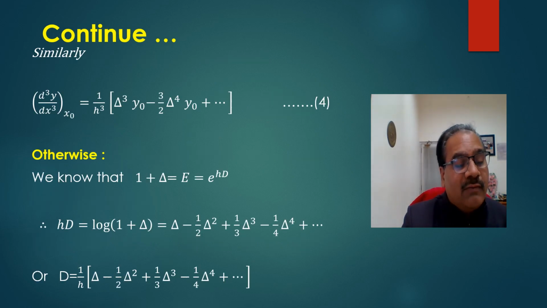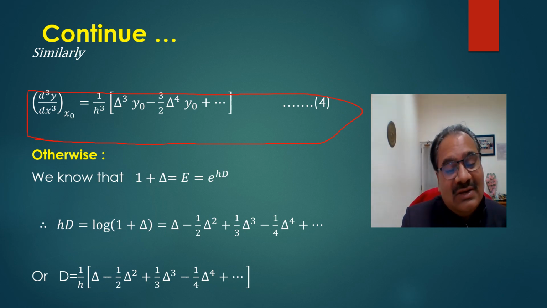Similarly, you can find the higher derivatives. d cube y over dx cube at x0, you will get 1 by h cube (del cube y0 minus 3 by 2 del power 4 y0, and so on). You have to verify this manually by yourself. At this level it is expected of every student not to just note down and write as it is. Do your own calculation, your own derivative, and then check whether the result is the same or not. So this is one way to discuss numerical differentiation.